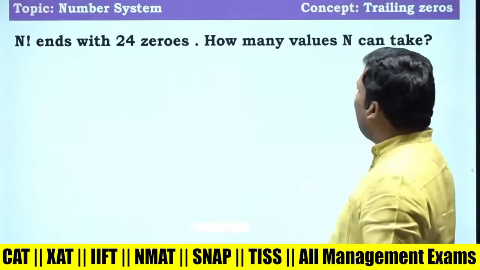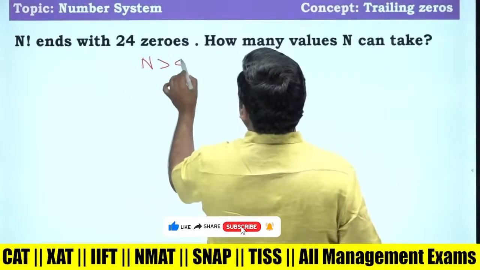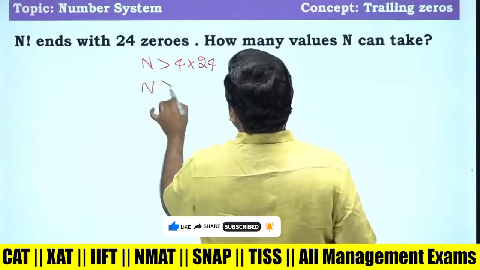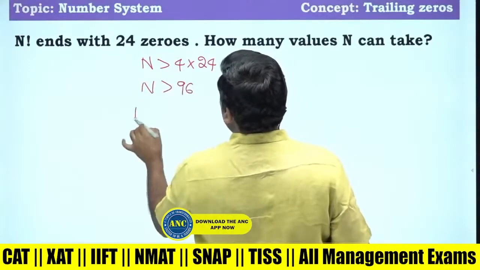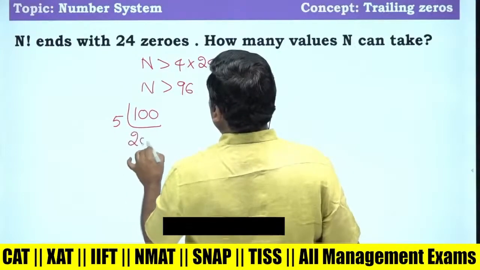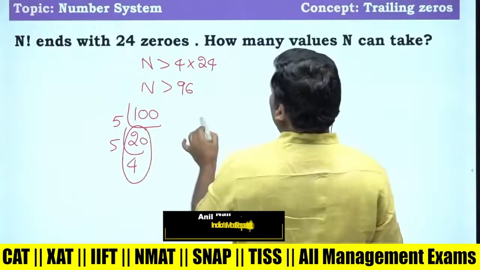N factorial ends with 24 zeros. N is greater than 4x, so N is greater than 4 into 24, which is N greater than 96. Take a multiple of 5 greater than 96. 5 20s are 100. 5 4s are 20. So 24 zeros.